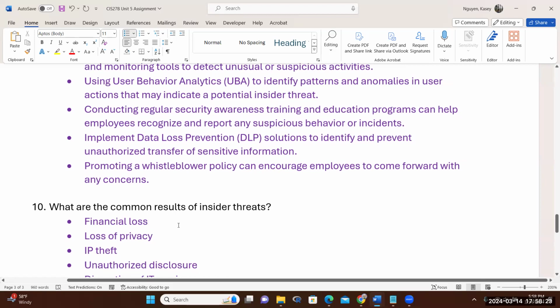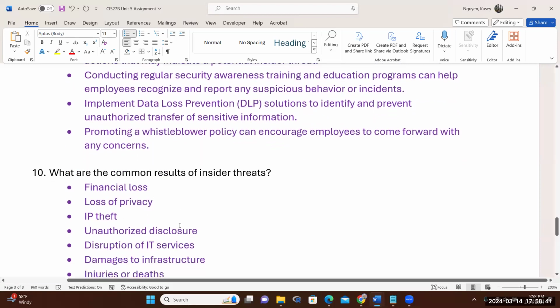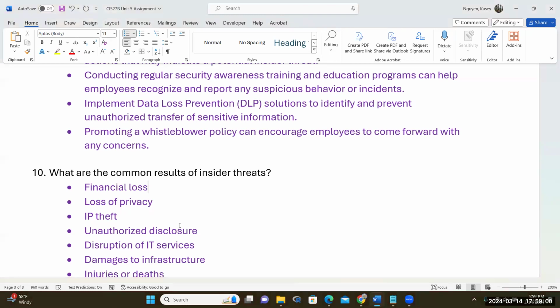So the common results are financial loss. That's definite. Loss of privacy, that's definite, could be for the people that are involved or the victims. IP theft. Unauthorized disclosure could be sensitive information or data. We had a leak here at RCCD, but I have to look at whether my data was impacted. They said that it hasn't impacted anyone yet, but the leak went out.